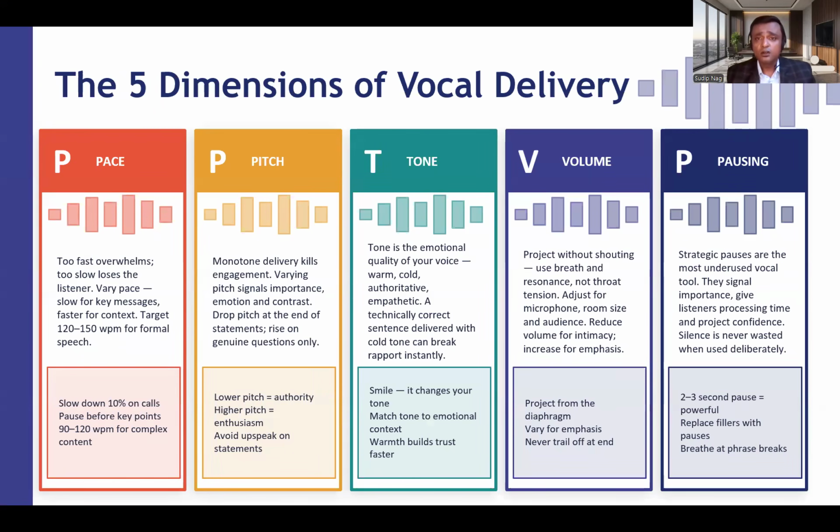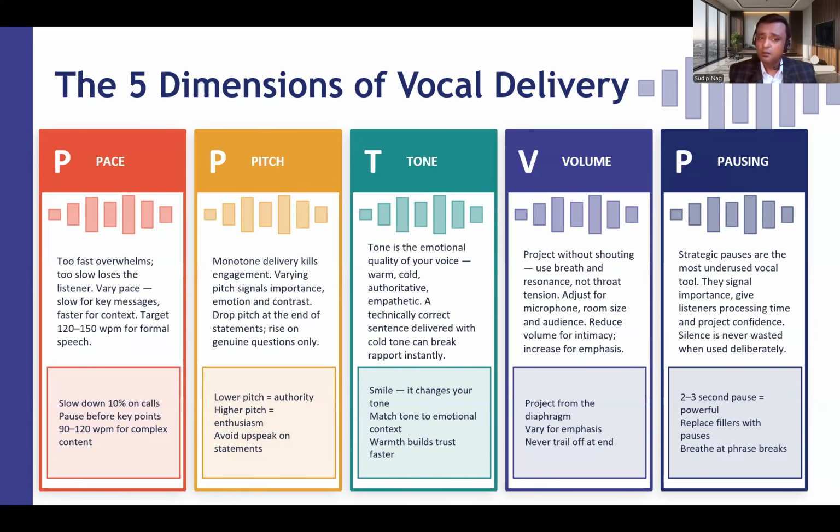So, the five dimensions of vocal delivery. That's very important. Pace: how fast or slow you speak. 120 to 150 words per minute is perfect. If you speak faster, you miscommunicate. If you speak slower, people are bored. So this is the right pace.